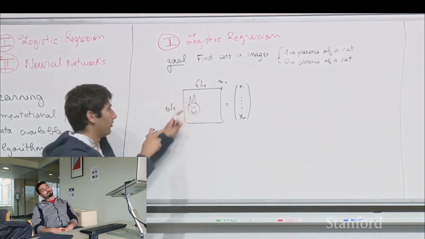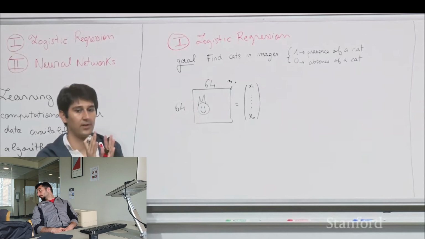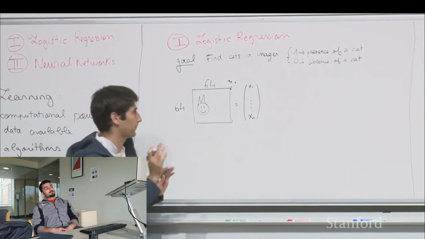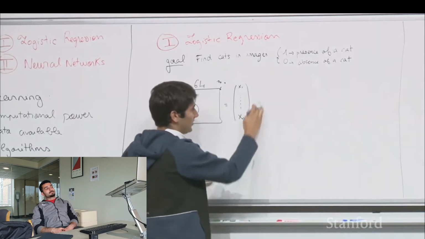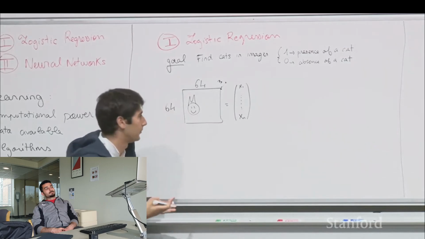So I'm going to take all the numbers in this matrix and flatten them in a vector. Just an image to vector operation, nothing more. And now I can use my logistic regression because I have a vector input.